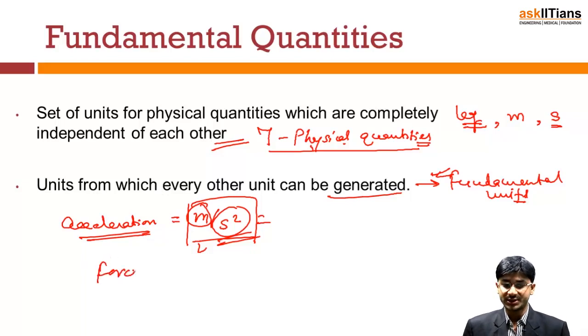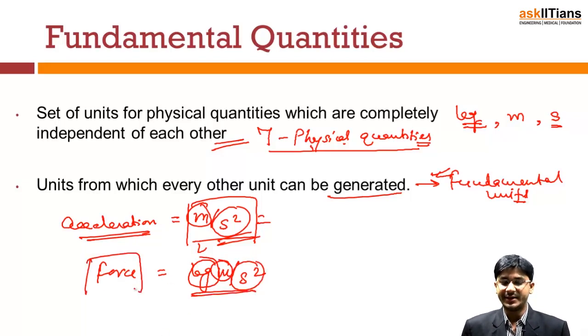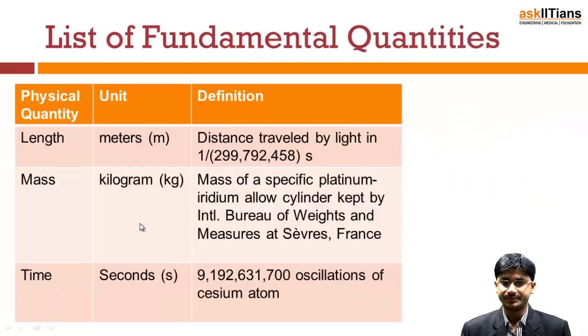Similarly, we know force. If you remember, the unit was kg meter per second square. So here we need the unit of mass, we need the unit of length, then we need the unit of time, and by combining these we can define this third physical quantity, which we will call the derived physical quantity.